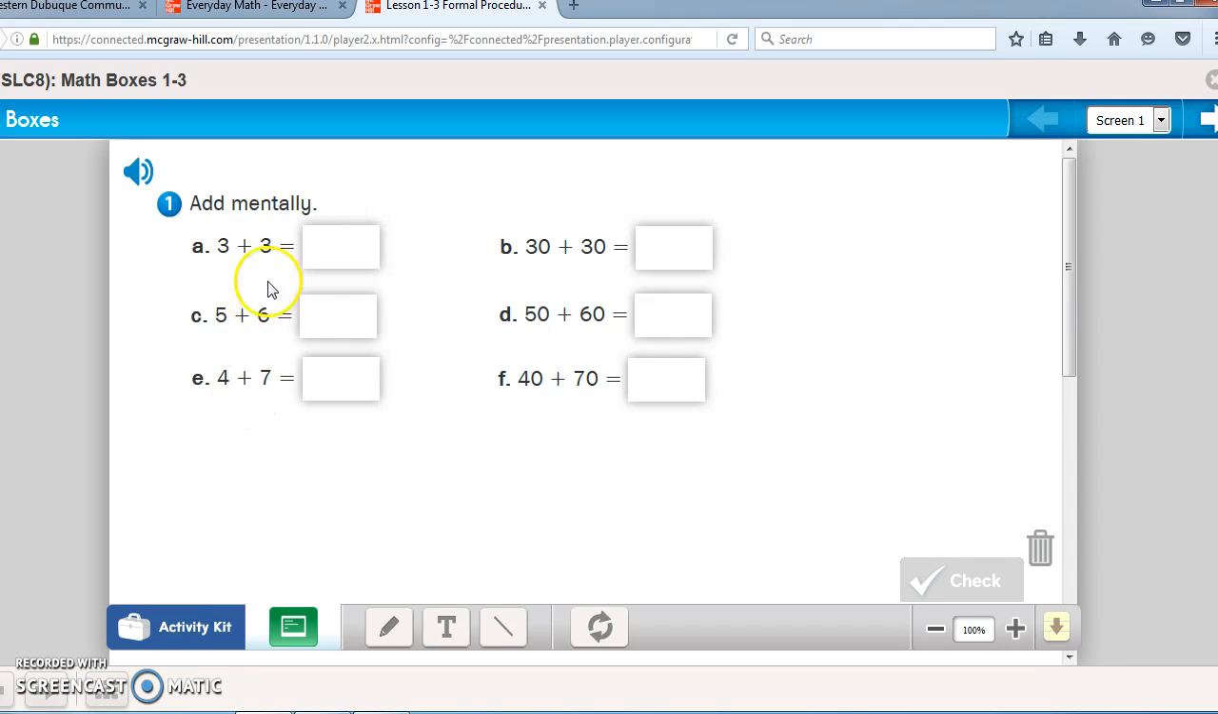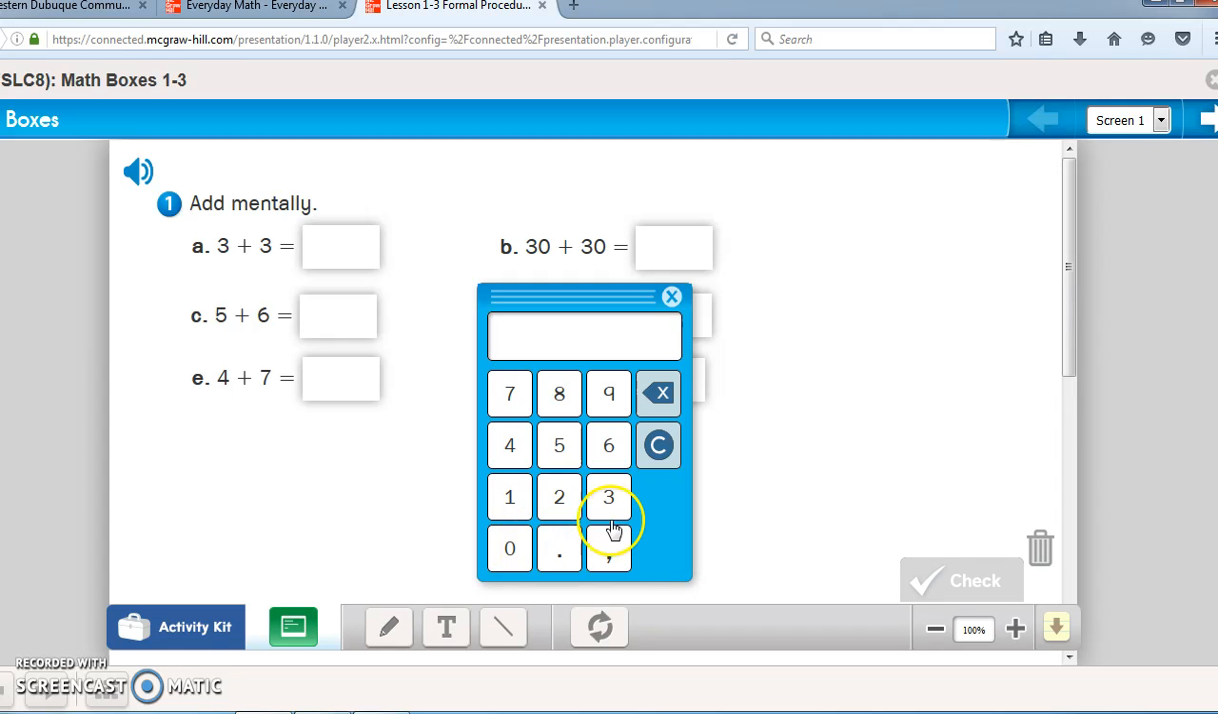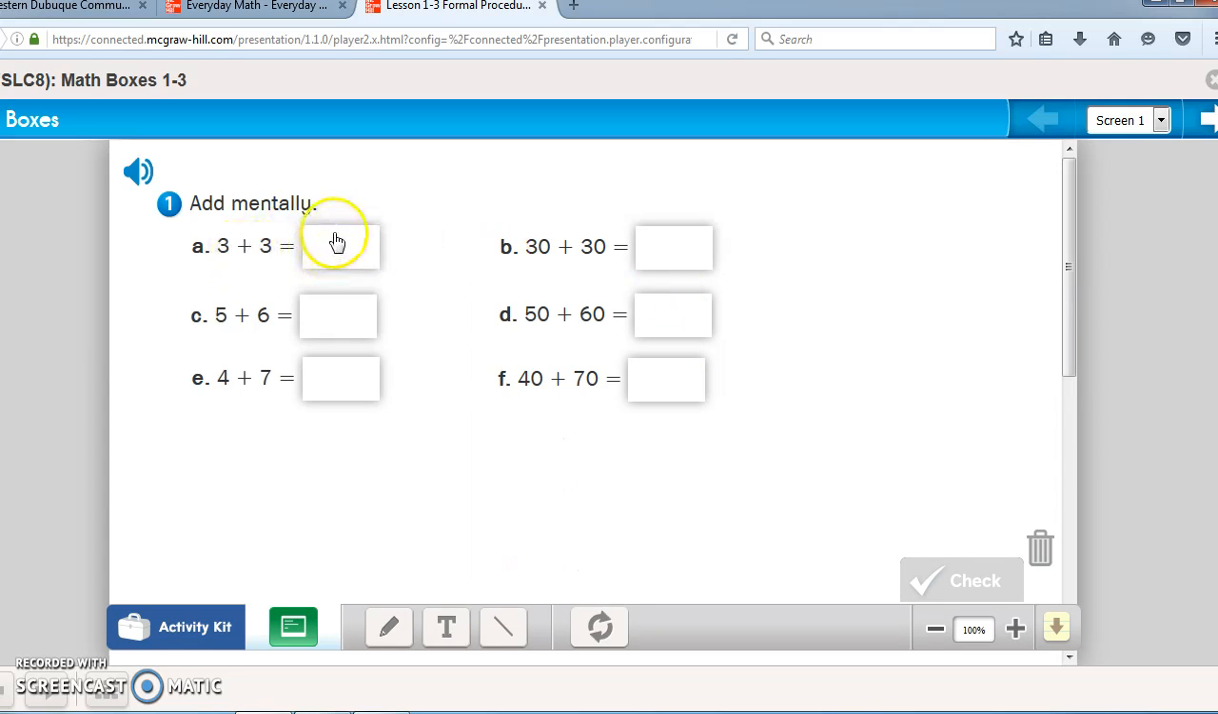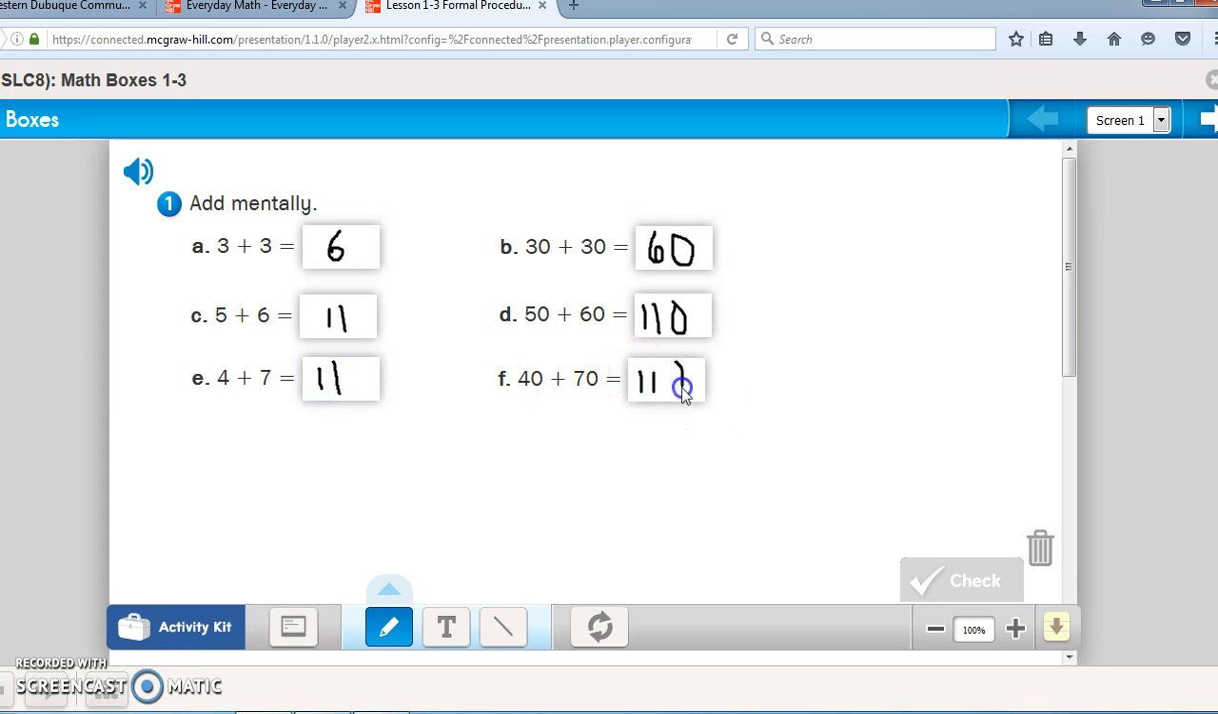Add mentally. What's 3 plus 3? Well, 3 plus 3 is 6. What's 30 plus 30? Hopefully you've caught on now that we just add 3 plus 3, which is 6, and add a 0. What's 5 plus 6? 11. And what's 50 plus 60? 110. 4 plus 7? 11. And 40 plus 70? 110 again.